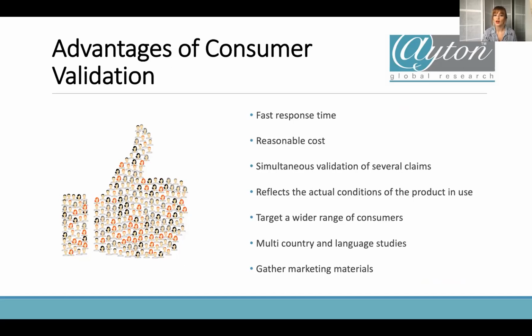Again, we're affecting those actual conditions of the product in use, but it also allows you to target a wider range of consumers. So we want to target your exact consumer, but that doesn't necessarily mean it's just one group. It could be different countries, different ethnicities, different skin types, hair types. And that's very tricky to get when people are visiting a lab. Whereas if we're sending the products out, it doesn't really matter. And as I mentioned there, you can do multi-country and language studies, and that's going to be really important if you're looking at global expansion.